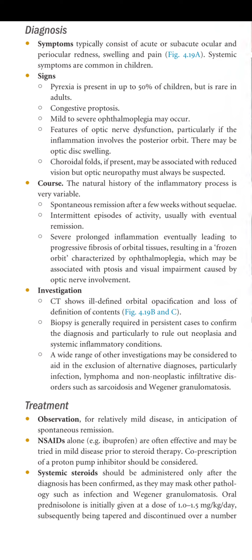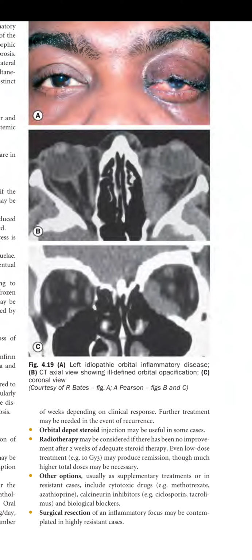Systemic steroids should be administered only after the diagnosis has been confirmed, as they mask other pathologies such as infection and vaginal granulomatosis. Oral prednisolone is initially given at a dose of 1 to 1.5 mg per kg per day, subsequently being tapered and discontinued after a number of weeks depending on clinical response. Further treatment may be needed in the event of recurrence.